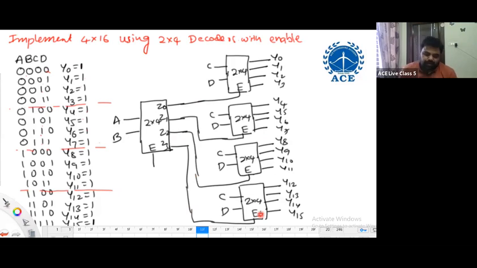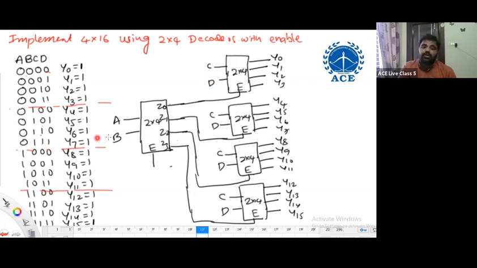Verify whether it is correct or not. When this is 1, it is enabled, right? When AB is 0, 0, Z0 is 1, and Z1, Z2, Z3 are zeros. That means when these 3 are disabled, all these are zeros. As this is 1, it is enabled. As it is enabled, it responds to CD.